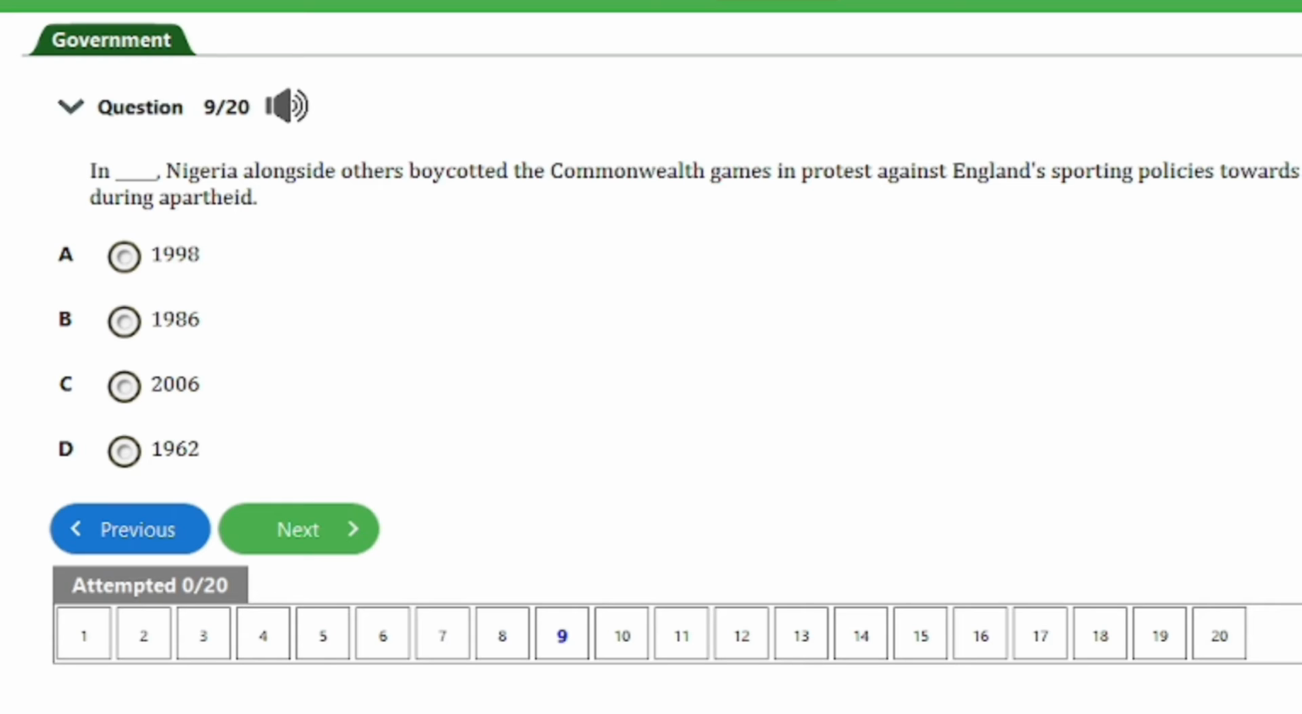We have A, 1998, B, 1986, C, 2006, D, 1962. So guys, the answer to this question is option B here, 1986. So let's head on to the next one, guys. We have here question number 10.